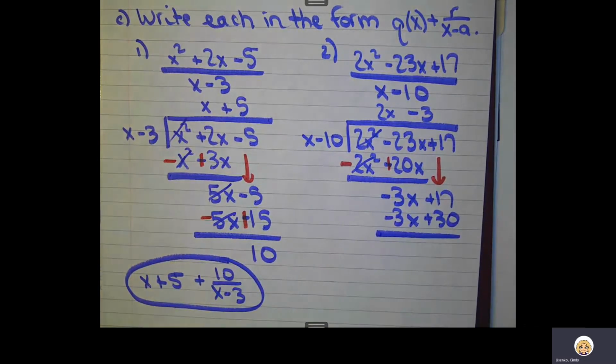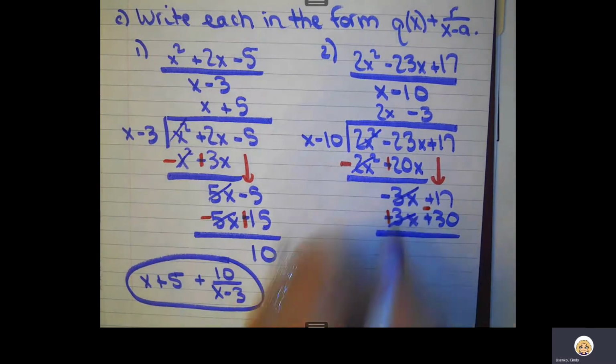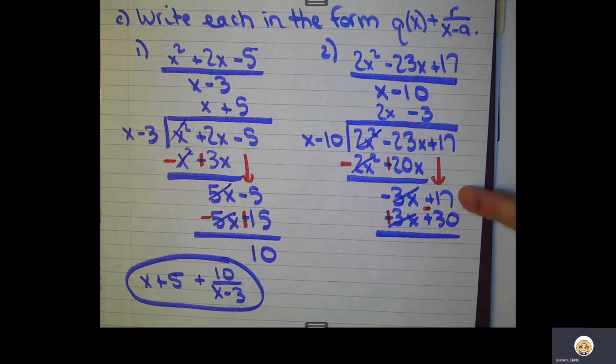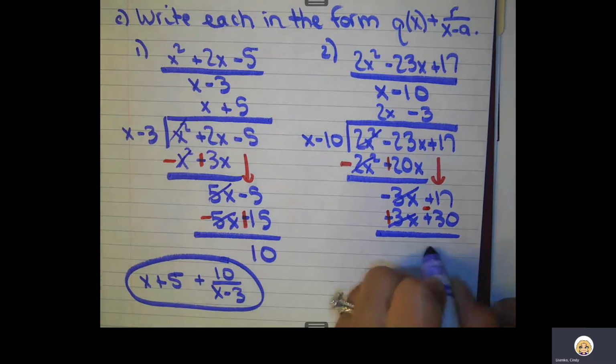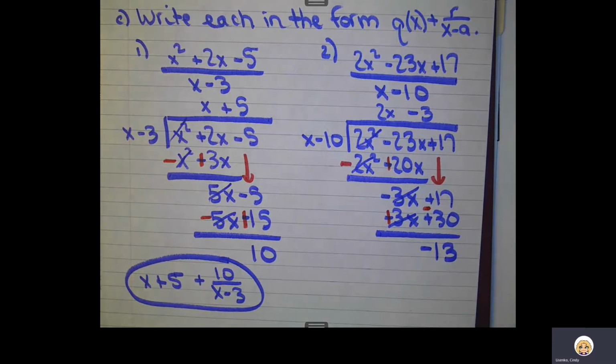Before I combine, I change my signs of what I just wrote. So this becomes a plus, this 30 becomes a minus. My two first terms cancel out. 17 minus 30 is a negative 13. So I have a remainder this time of a negative, which is okay when we're dealing with polynomials.